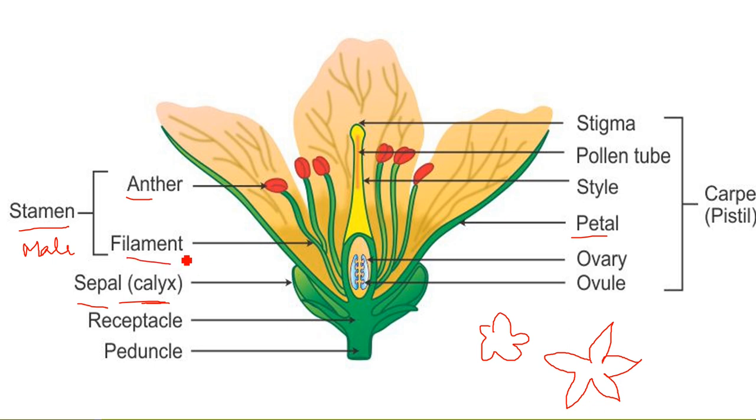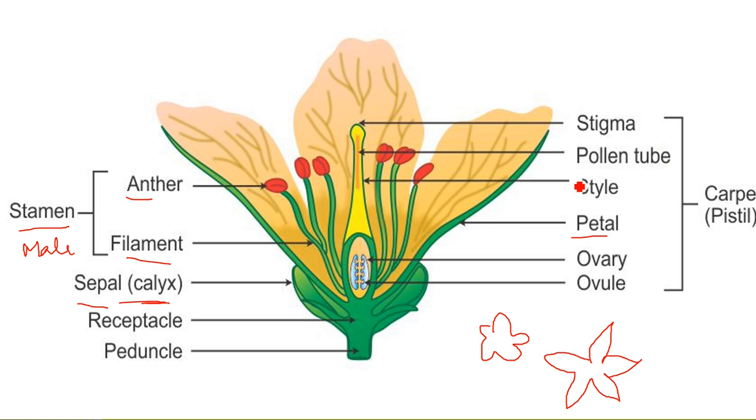And the second structure is the filament. It is a long slender stalk which helps an anther to stand upright, and it may be of the required height. Means if we need the anther at the top, the height of the filament is more, and if we need it at a medium height, then the height is medium too. So filament is a slender stalk which helps the anther for attachment.